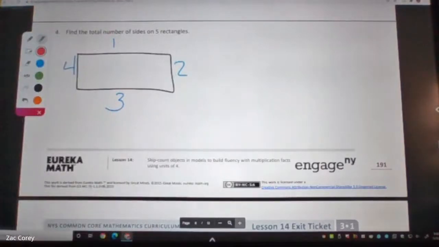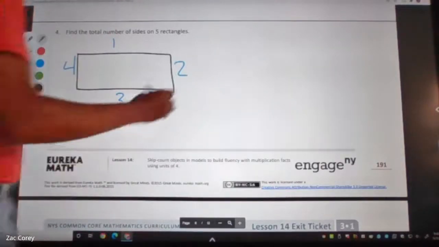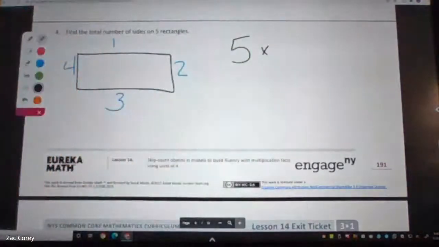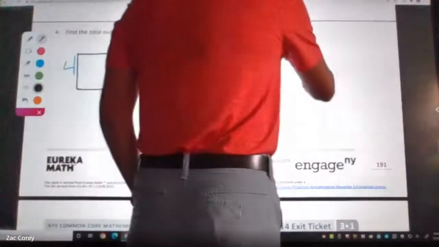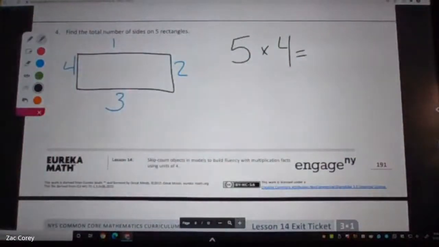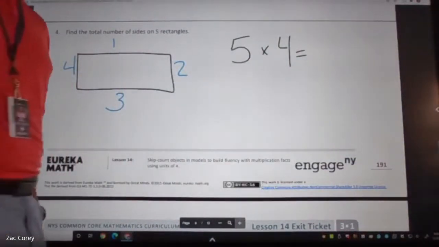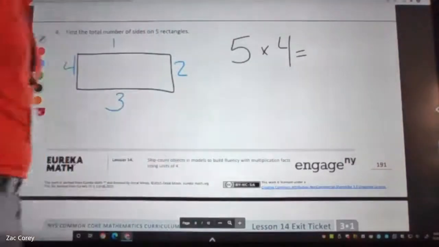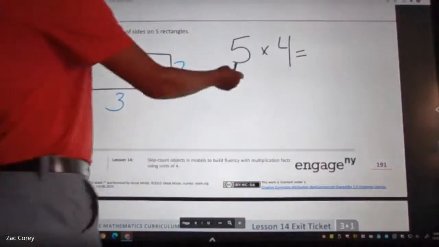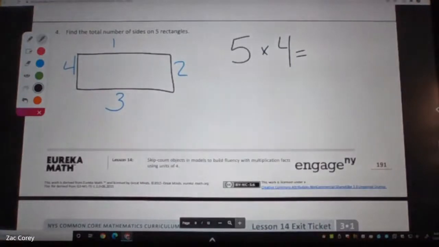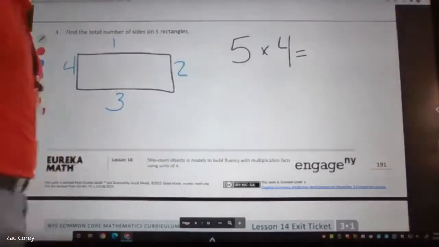All right, so anyway, coming back to this, we have 5 rectangles, right? And we just figured out, and actually you probably already knew this already because you guys are all smart, that each rectangle has 4 sides, right? The question says, if we have 5 rectangles and each one has 4 sides, what's the total number of sides that we're talking about? So 5 rectangles, each one has 4 sides. All that means is we have to count by 5s 4 times. And I think that's easy. I'm pretty sure most of you guys know how to count by 5s, right? Skip count by 5s. So let's go ahead and skip count by 5s 4 times.